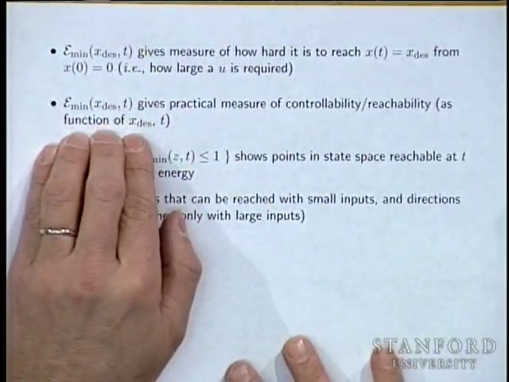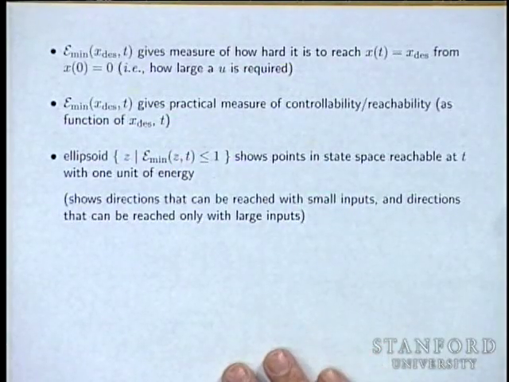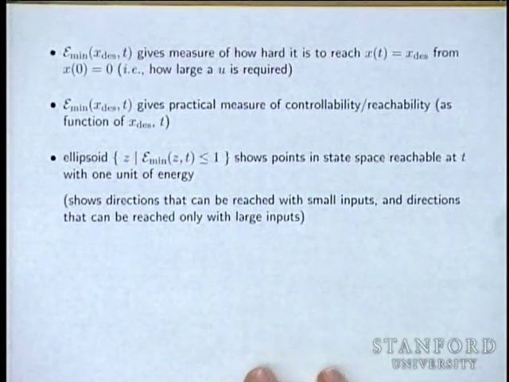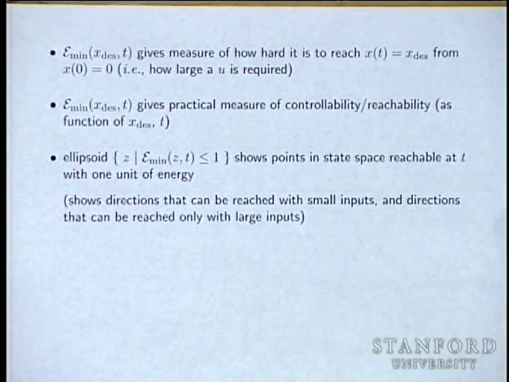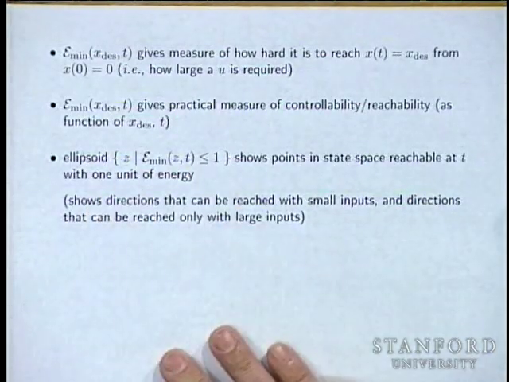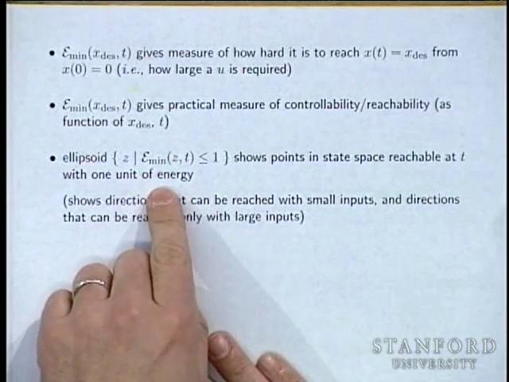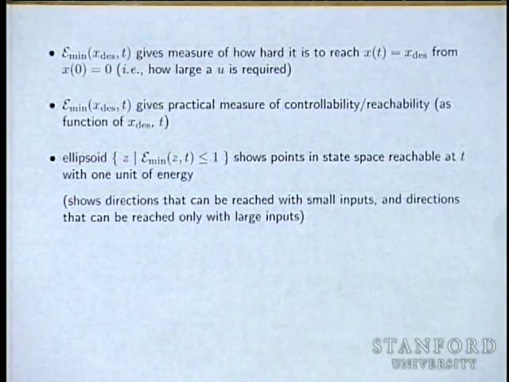So what this does is it gives you a practical, a quantitative measure of reachability, because it tells you how hard it is. It also allows you to say things like what points or directions in state space are expensive to hit. And expensive means require a lot of control. Cheap means you can get there with very little control. And it's quite sophisticated, quite interesting. You get these ellipsoids, of course, and they basically show the set of points in state space reachable at time t with 1 unit of energy, if that's a 1. And it's actually quite sophisticated. It couples with the dynamics and things like that.